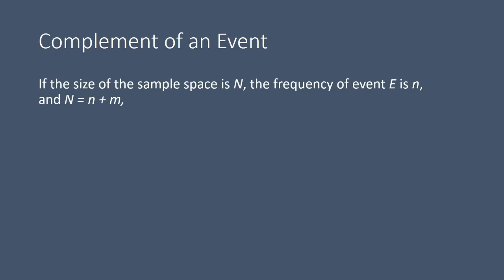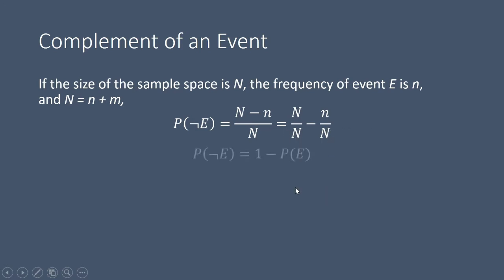If the size of the sample space is capital N and the frequency of event E is small n, and capital N is equal to small n plus m, the probability of not E is equal to capital N minus small n divided by capital N. You can decompose this into two fractions, N over N minus n over N. And what is N over N? N over N is just 1. And this one is the probability of E.